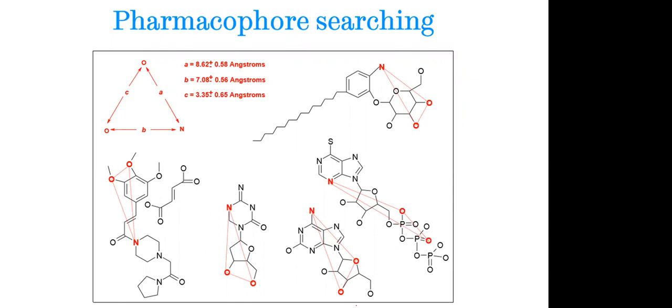This is one of the examples. You can see the features A, B, C, and the distances and angles, with oxygen and nitrogen. Different compounds have different angles and distances. Based on the features, the distance between the features, the number of features, and the torsion angles between the features, compounds will be retrieved.